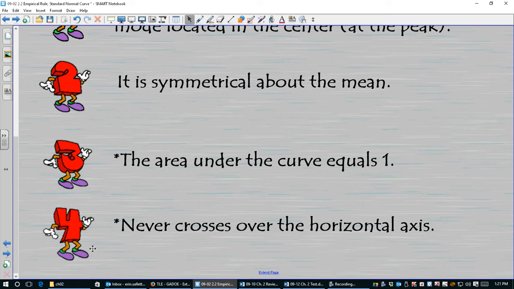The curve never crosses over the horizontal axis, so those tail ends go forever in both directions. However, the area between the curve and the horizontal axis gets smaller and smaller and smaller. So less and less chance you're going to get data there. So it goes on forever in both directions. The area just gets smaller and smaller.